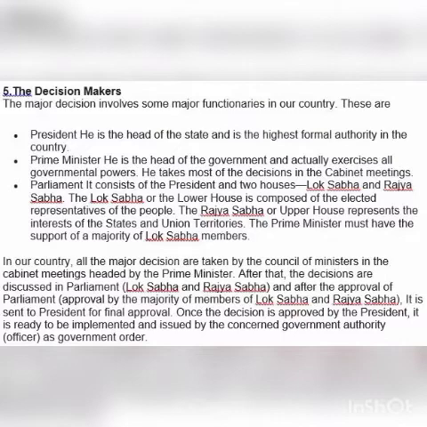In our country, all the major decisions are taken by the Council of Ministers in the cabinet meeting headed by the Prime Minister. After that, the decisions are discussed in Parliament, and after the approval of Parliament, generally by a majority of members of Lok Sabha and Rajya Sabha, it is sent to the President for final approval. Once the decision is approved by the President, it is ready to be implemented and issued by the concerned government authority as a government order.